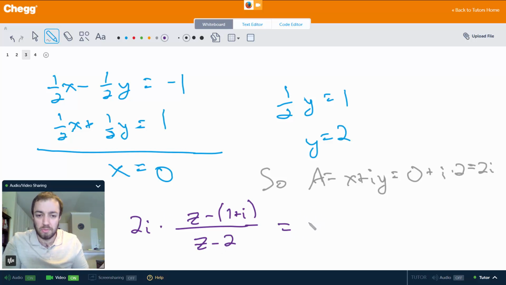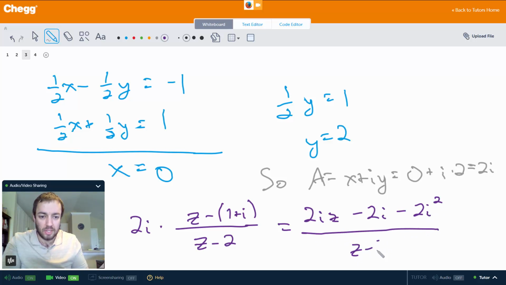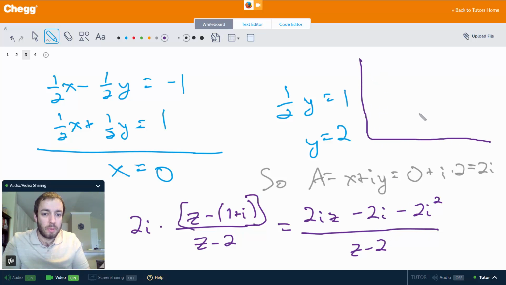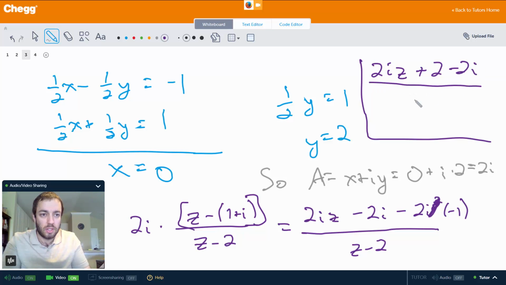And just to keep it in standard form, let's go ahead and do that. So we'll have 2i times z, and then minus 2i minus 2i squared, all over z minus 2. So all I did here was distribute the minus sign so that we have minus 1 minus i, and then distribute the 2i to everything. Because note that the 2i is being multiplied by the entire top up here. Okay, so be careful about that. And then finally, I'll write the final answer up here. When we simplify that, minus 2i squared is minus 2 times -1, which gives us a plus 2. So our final answer is going to be 2i times z plus 2 minus 2i, all divided by z minus 2.